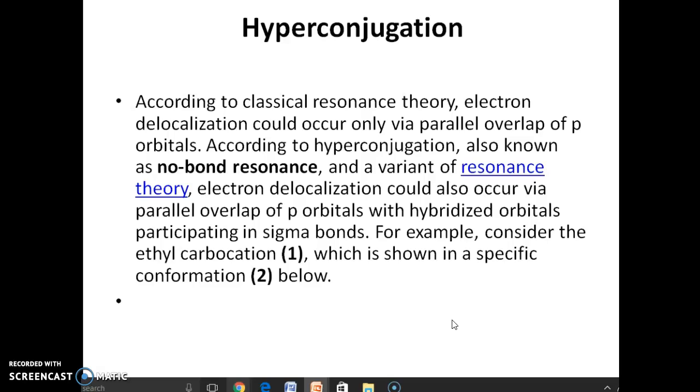Next is a very important theory, hyperconjugation theory and resonance theory, that I will discuss in the next session. Thank you.